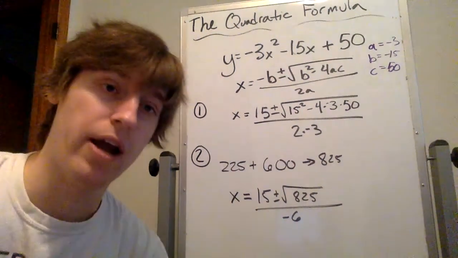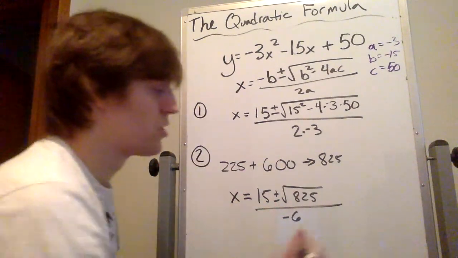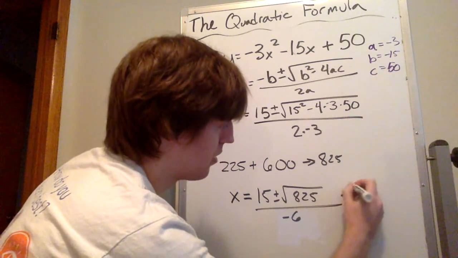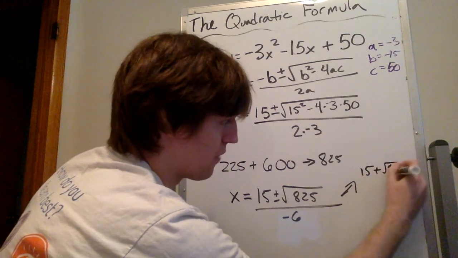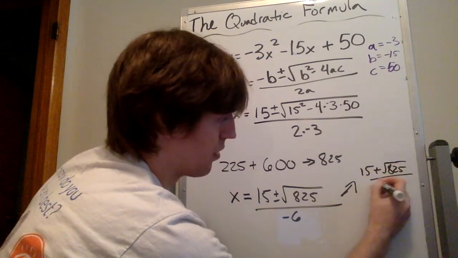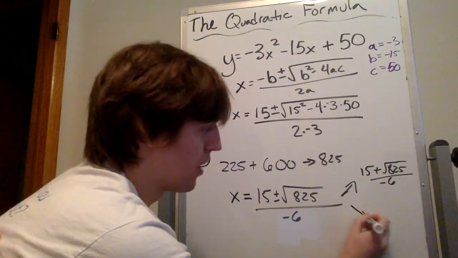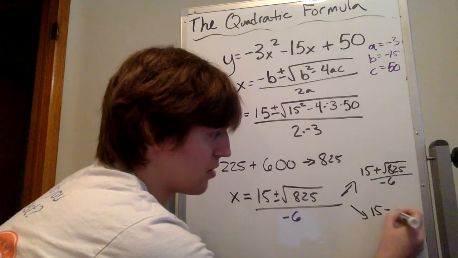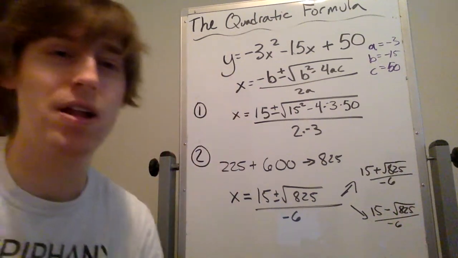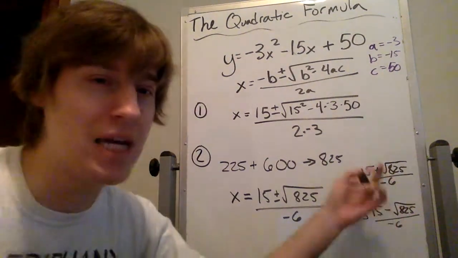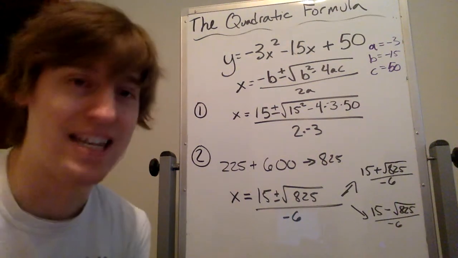The first option is we can write our answer as the perfect answer, not rounded at all. So we could write 15 plus root 825 over -6, and then also 15 minus root 825 over -6. But realistically, to a human being, does that really mean anything? No. So what I'm going to do is find the decimal approximation.